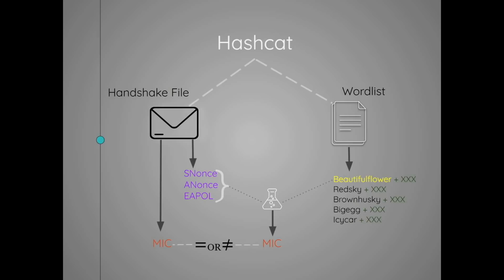If they don't match, then HashCat will move on to the next password that is in the list. So it will keep doing that until the list ends. So that's the main idea of how the attack will work.